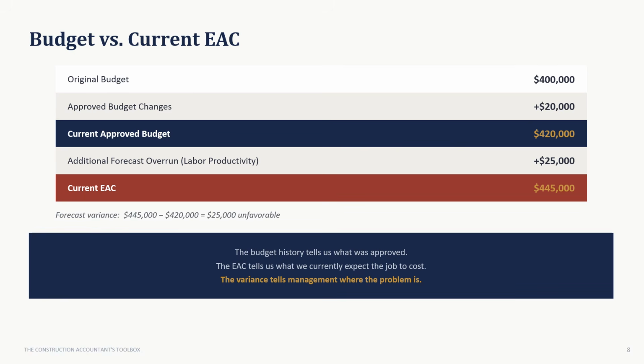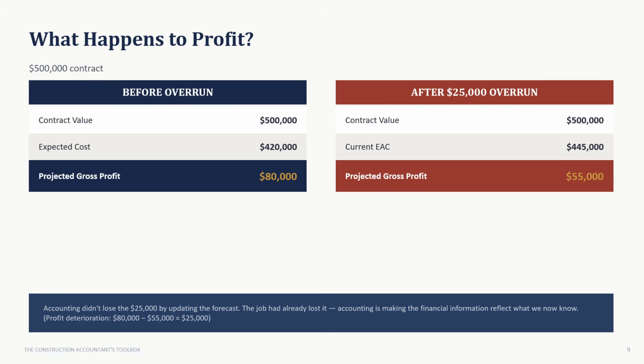That gives us a current EAC of $445,000, a forecast variance of $25,000, unfavorable. Do not add that $25,000 to the approved budget just to make the variance disappear. The budget history tells us what was approved. The EAC tells us what we currently expect the job to cost. And the variance tells management exactly where the problem is.